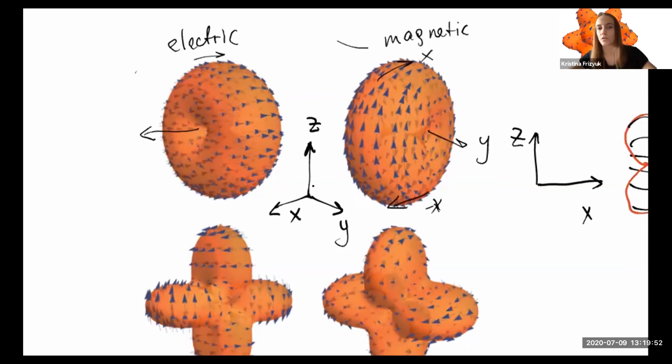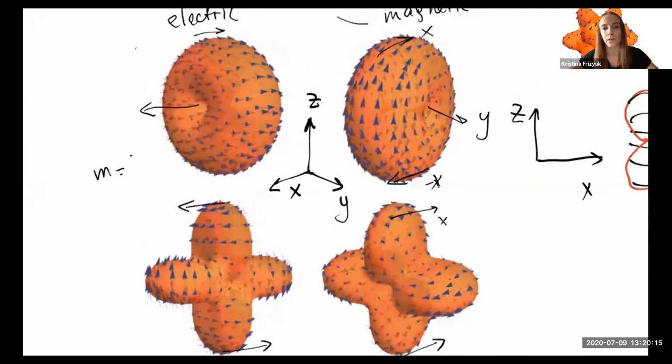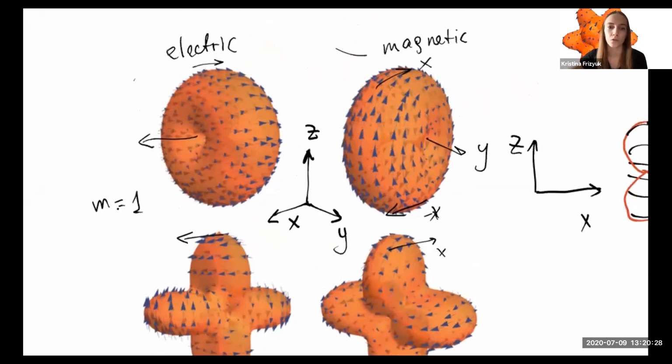And for example, for quadrupoles, you have this kind of electric quadrupole. Here the electric field is again along X and minus X, and the magnetic field is also along X for the magnetic quadrupole. And for all these, m equals 1. But the question is the following: can we somehow excite by a plane wave multipoles with m not equal to 1?